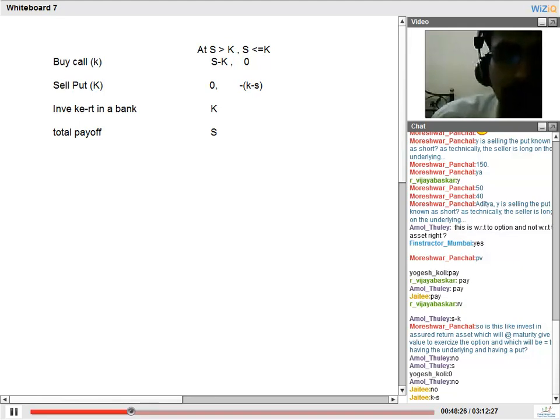You invested K e raised to power minus RT in a bank. At maturity, how much will that mature up to? It will mature up to a value of K. So what is the total payoff that you will have in case the spot price is less than or equal to the strike price? It will still be S.